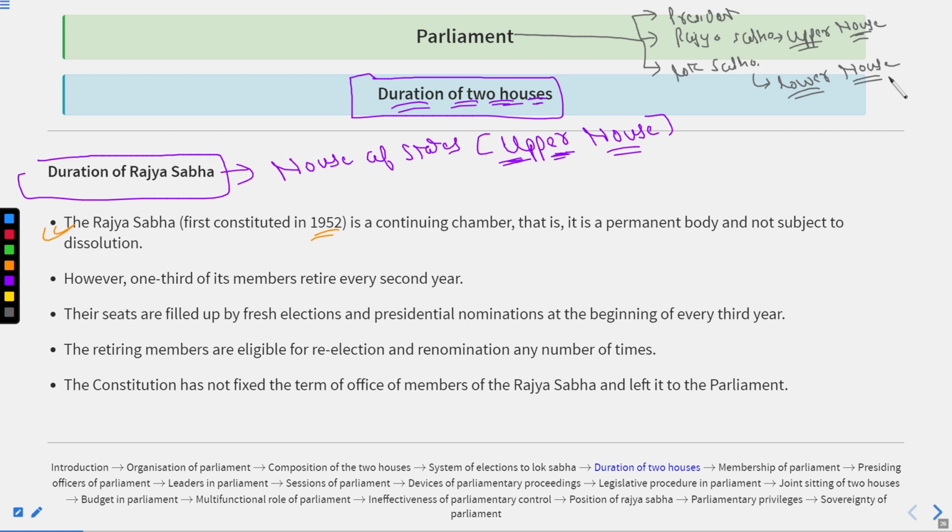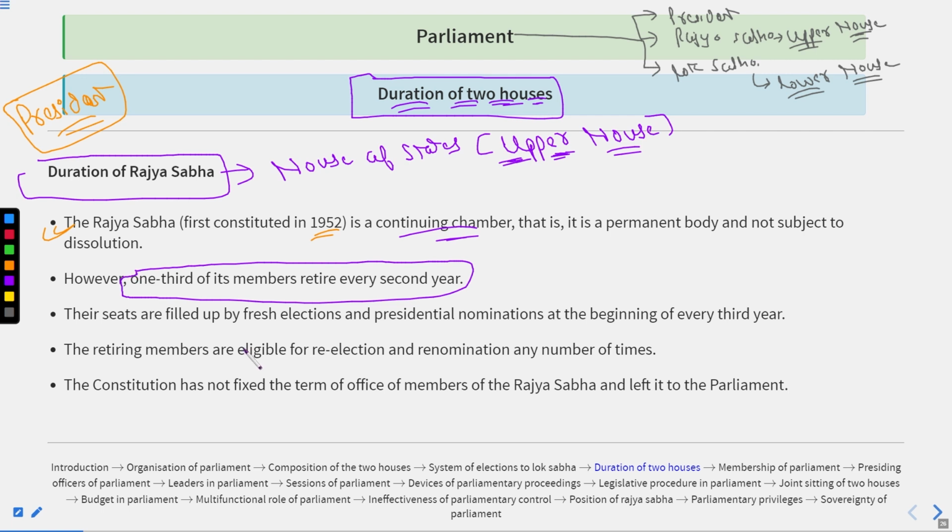Alright. And why is the Lok Sabha known as the lower house? Because the Lok Sabha is subject to dissolution by whom? By the president of this country. Okay. So the president of India can dissolve the Lok Sabha. However, if we talk about the Rajya Sabha, then we know it is a continuing chamber and a permanent body which is not subject to dissolution. But however, 1/3 of its members retire every second year. Okay, 1/3 means 1 out of every 3 members.